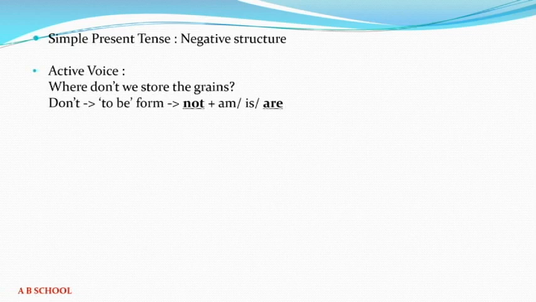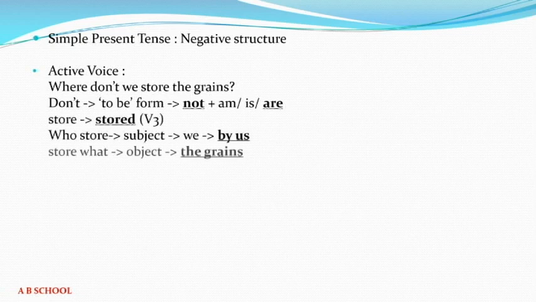How did we find the object? We ask the verb store, what do you store? So the answer is grains. So that is our object. And you ask the verb store, who stores? And the answer you get is we store. So the answer to the question who is the subject and the answer to what is the object. So you got your important details. Okay. Now this we will put behind in the sentence, at the end, with by us. Right. And we move on.